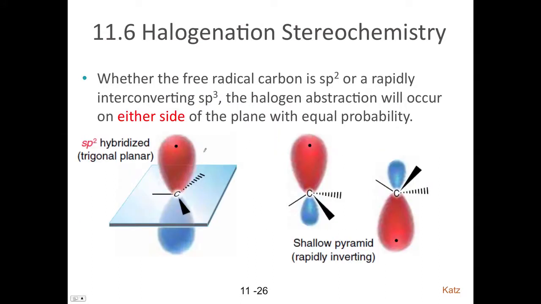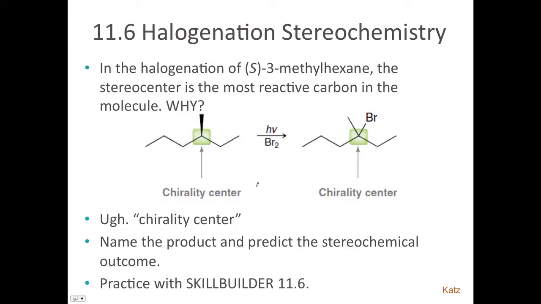And just like I said before, the halogenation can come from above or below the plane, and they have equal probability. So the halogenation of 3-methylhexane is the most reactive on the tertiary one. Why? It is the one that is the most stabilized by hyperconjugation. And for bromination, it's going to be essentially the only game in town.